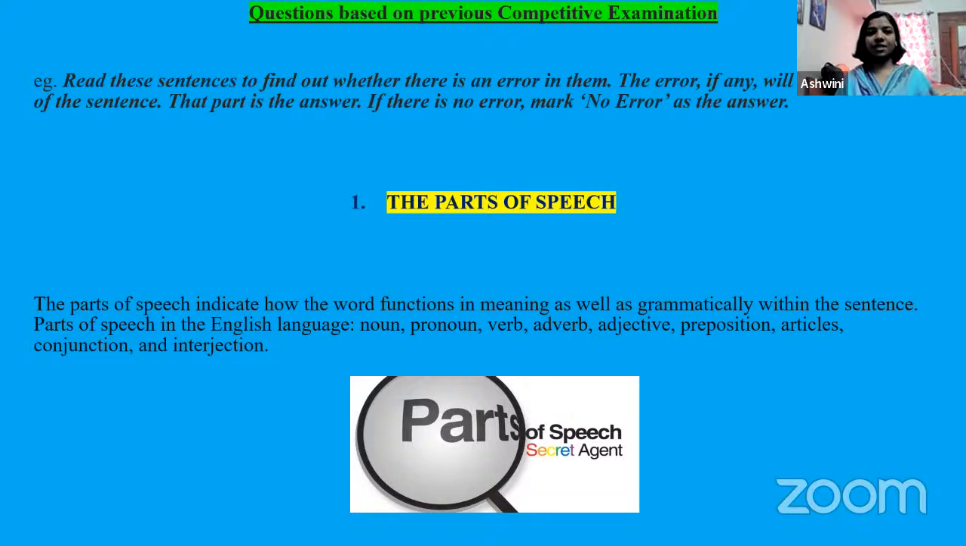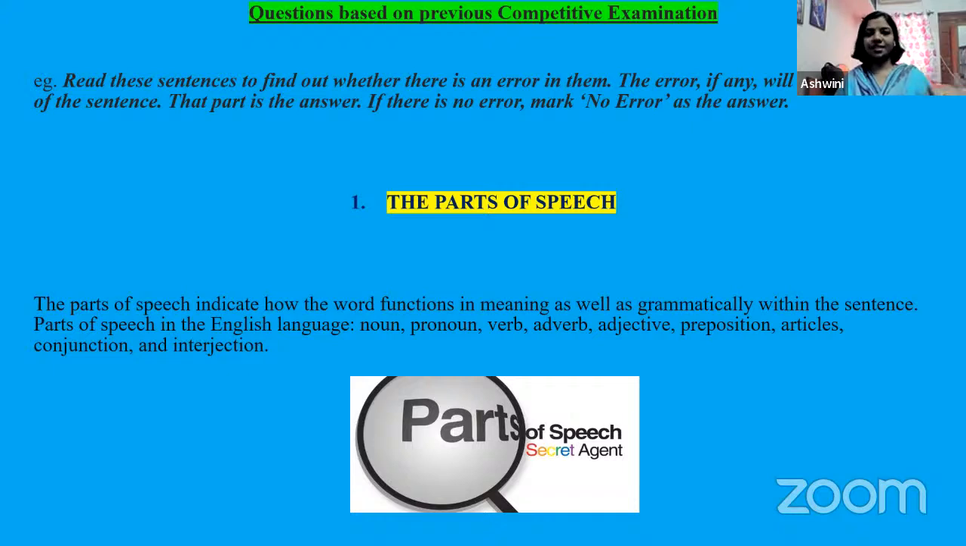Some students get confused here: if we find one particular error in a sentence, how can that be the answer? But here you have to pay attention that we should find errors in English. So what do we have to focus on? The sentence is given in parts, 1, 2, 3, 4, and between them, if we find that particular part of the sentence, that will be your answer. Okay, now if there is no error, mark no error as the answer. Fine. I hope you understood this.